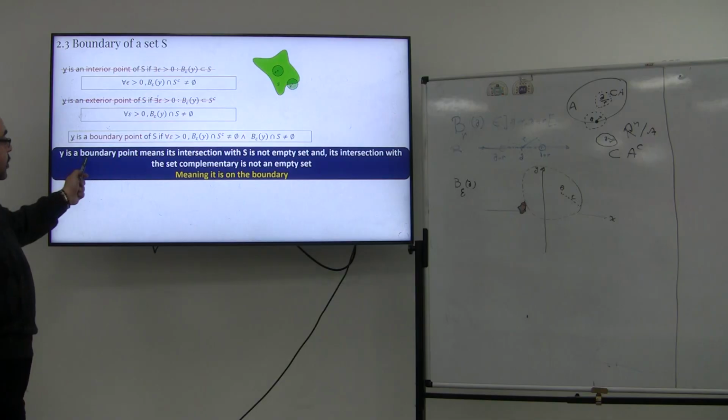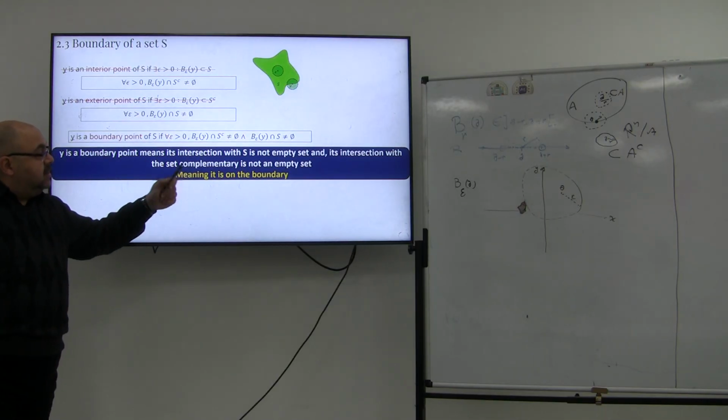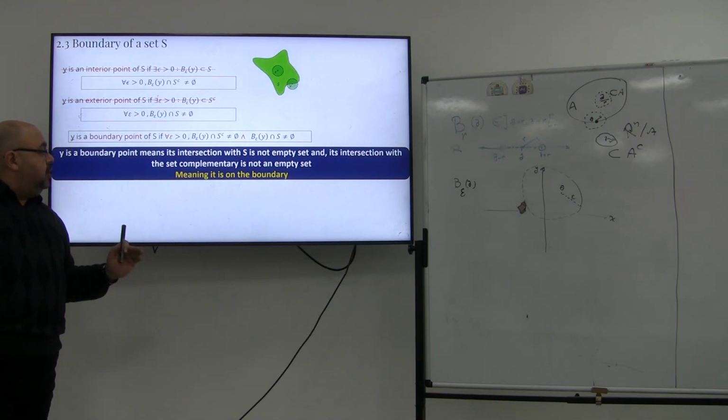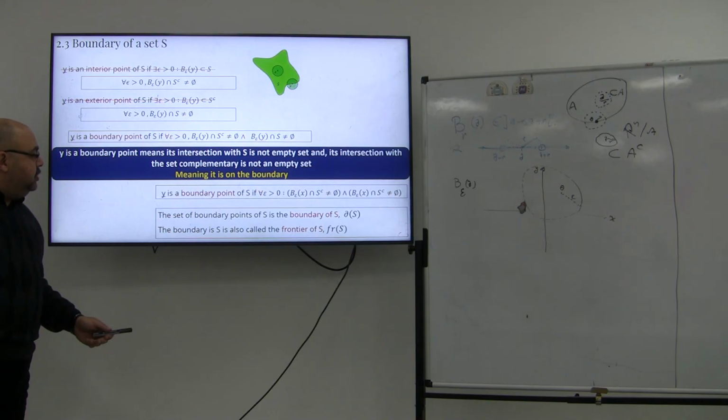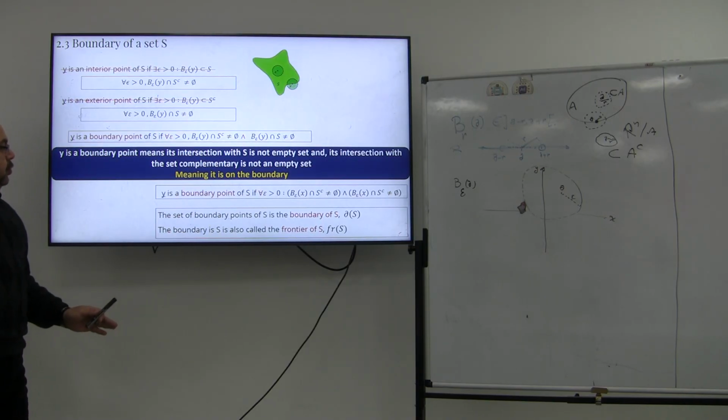Okay, why is it a boundary point? It means its intersection with S is not empty, and its intersection with the complementary set is also not empty, which means it is a boundary point. I wanted to write this for you also.